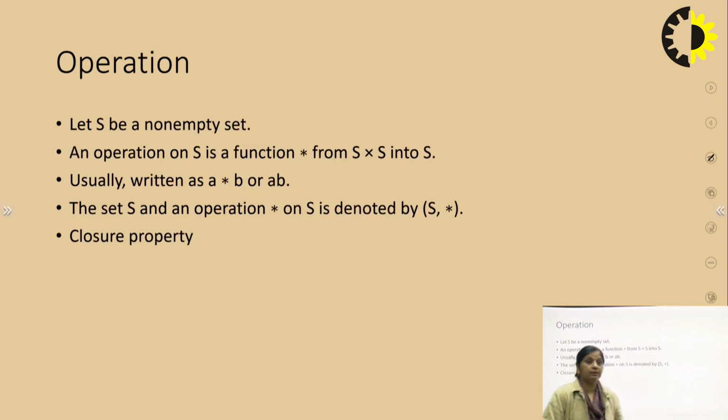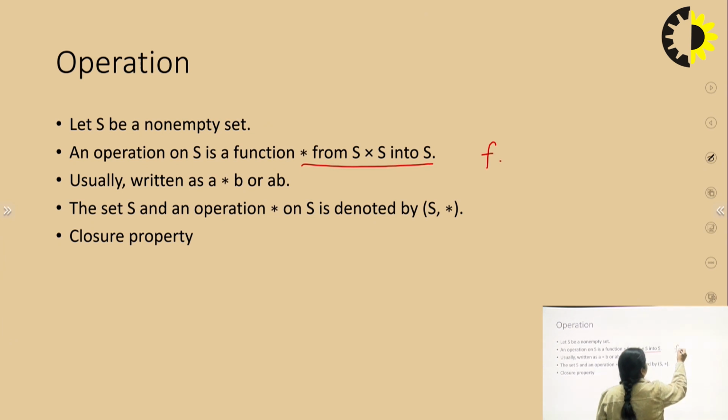So let us start with the concept of operation. Let us take a non-empty set, that is S. An operation on S is a function from S cross S to S. It means we are taking a binary operation. So we will take elements from S cross S, the Cartesian product. So we are taking two elements, A and B, both from S. This is denoting the first element and this is for the second. So it is the Cartesian product we are talking about.